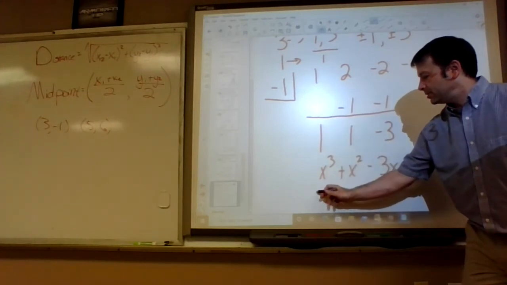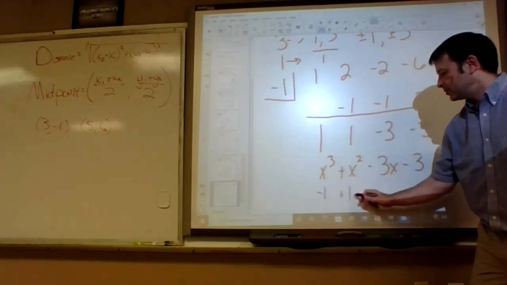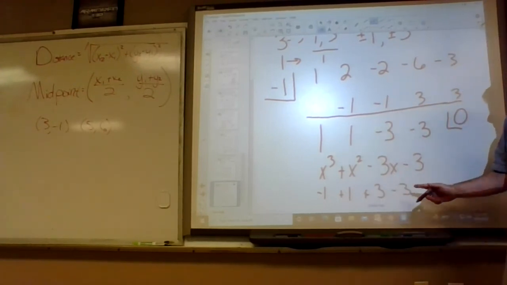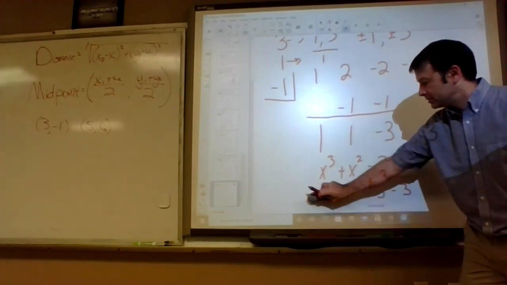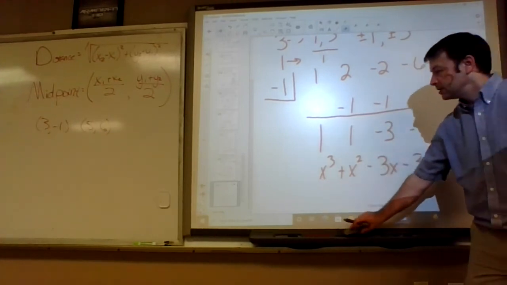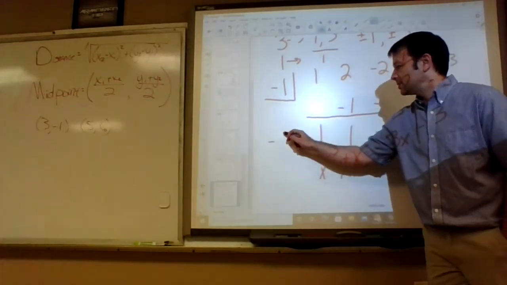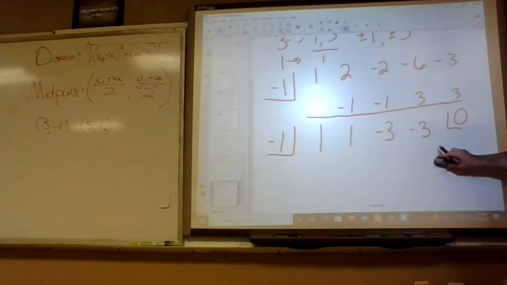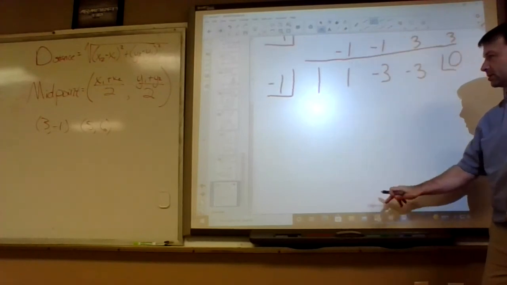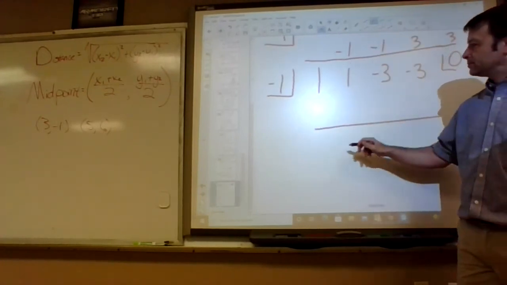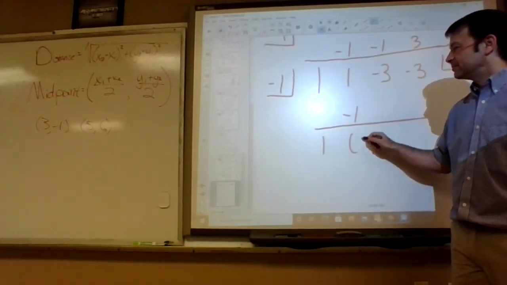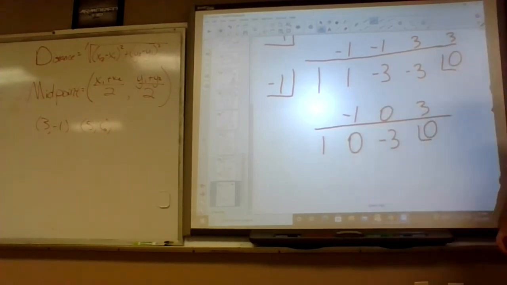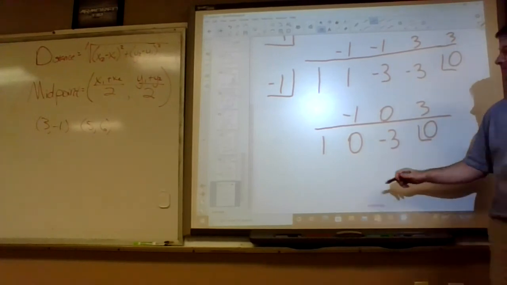So negative 1 cubed, negative 1 squared. Okay, did negative 1 work again? Yes. So I'm going to use divide again. Negative 1 is a double root. So I'm going to go again with negative 1. Add, down, multiply.